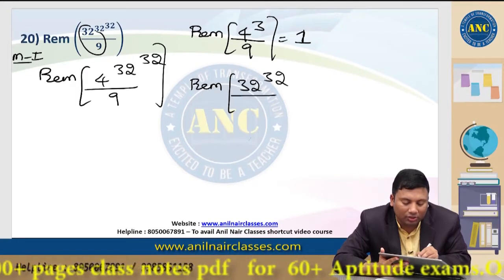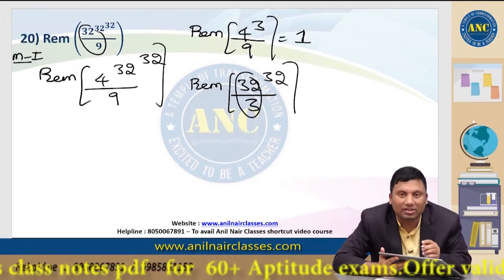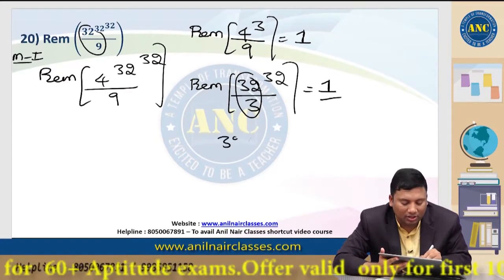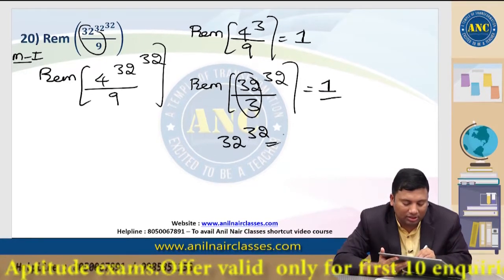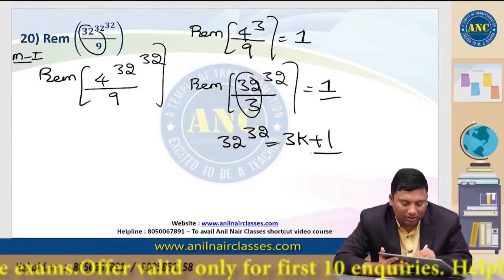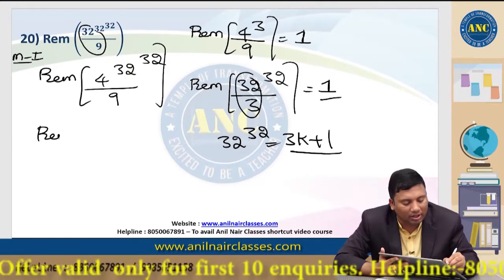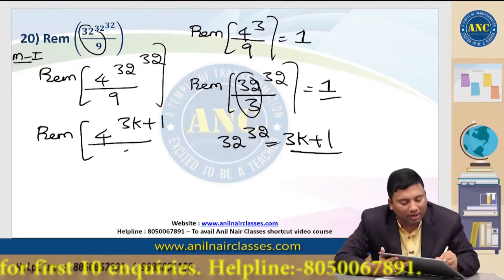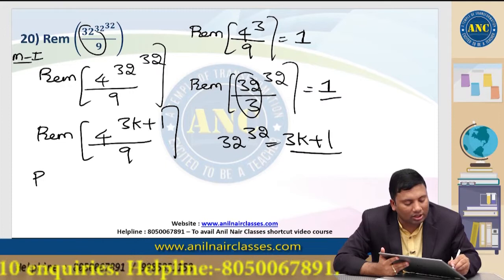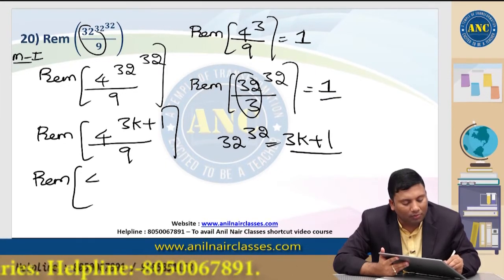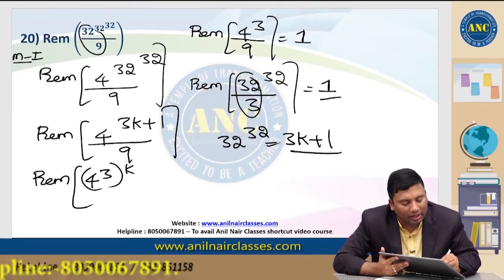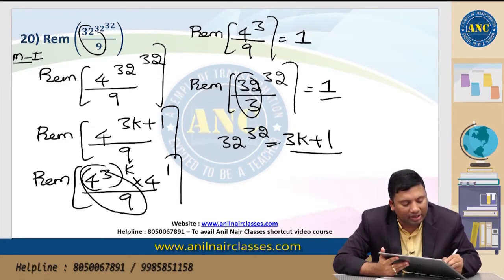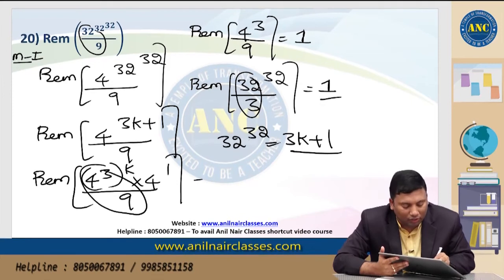32 power 32 divided by 3: 3 11s are 33, minus 1. Minus 1 to an even power is plus 1. So 32 power 32 is nothing but 3k plus 1. So this is nothing but the remainder of 4 power 3k plus 1 when divided by 9. That is 4 power 3 power k into 4 power 1 divided by 9. 64 divided by 9 gives 1, and 1 into 4 is 4.